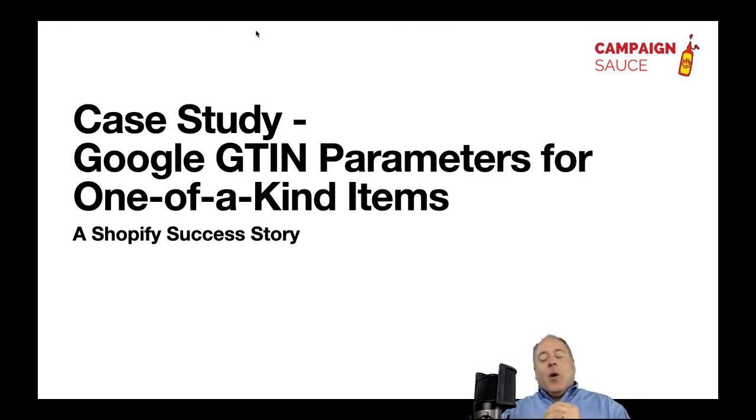Okay. So one of the struggles that people run into a lot is this thing called a Google GTIN parameter, right? And this actually has to do with how you list things in your Shopify store, especially when that Shopify store is connected over to Google, right? So you have some kind of a Google integration in your online store.